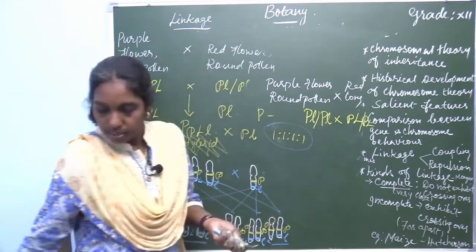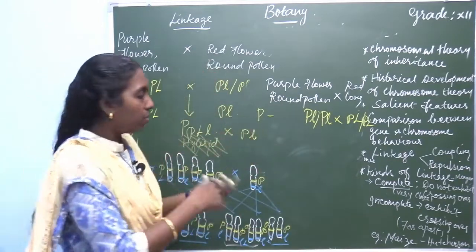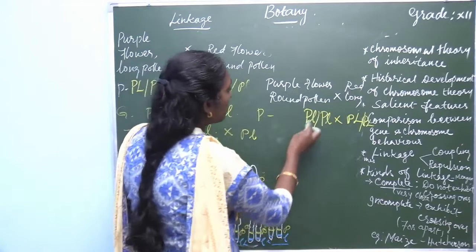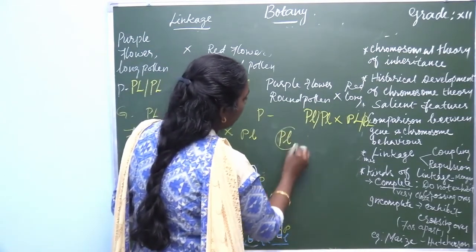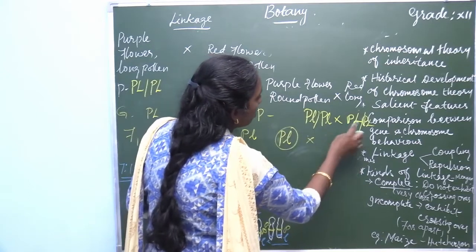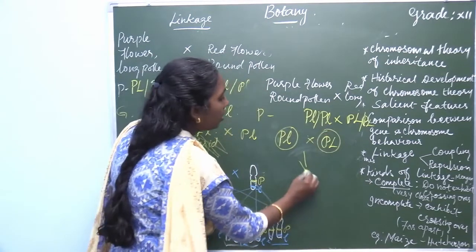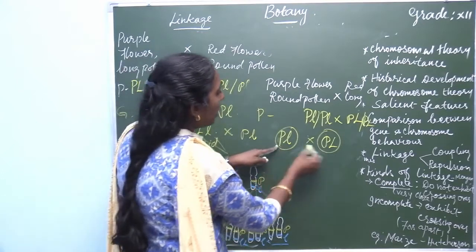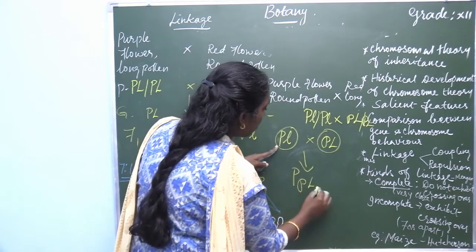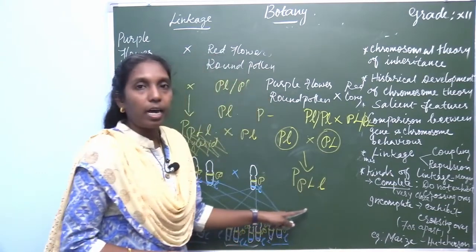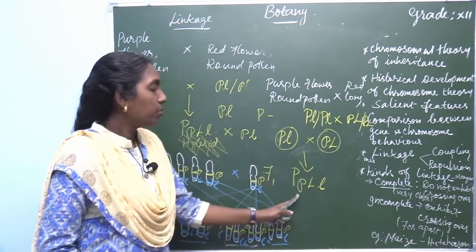These parents give the gametes. When you take out the gametes, it produces capital P small l, this is one gamete, into small p capital L gamete. So in the F1 generation, it produces capital P small p capital L small l. This is the hybrid in the F1 generation.